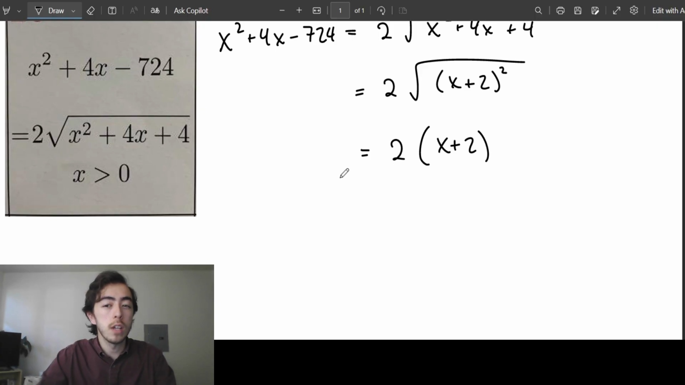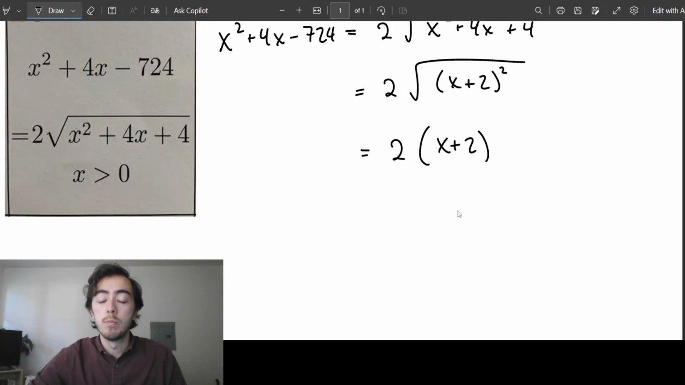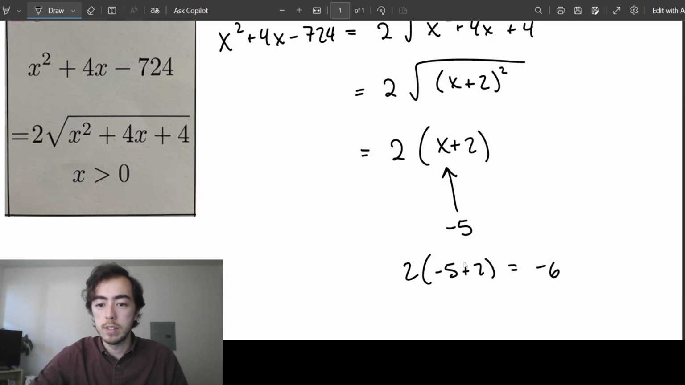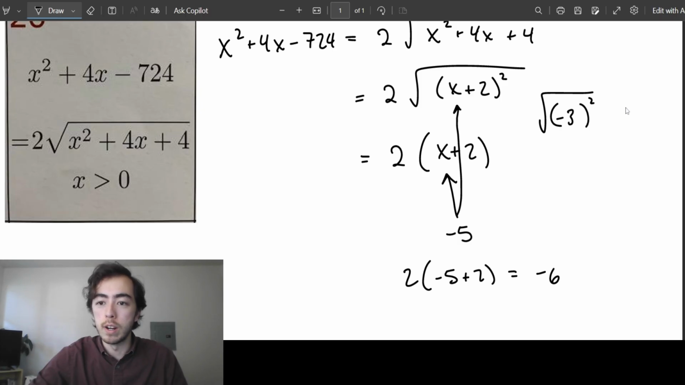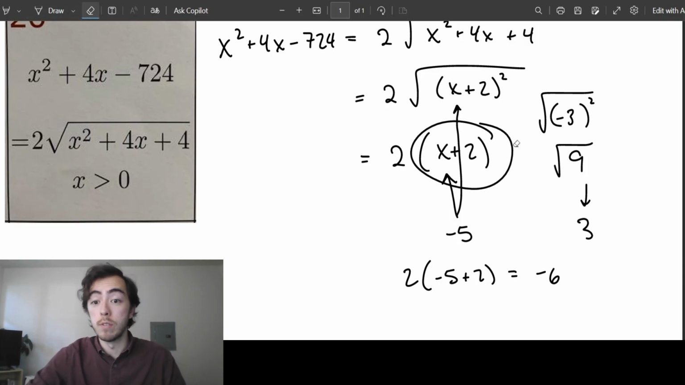Now we do have to be a little bit careful when we cancel squares and square roots, because if I plug in say a -5, we would get 2 times -5 plus 2, and that's going to be -6 because this right here is a -3. But if we tried plugging in that same -5 up here, we would get the square root of -3 squared. And evaluating this with order of operations, -3 times -3 is 9, and then the square root of 9 is only +3. So by canceling the square and the square root, I might lose some information about whether that quantity x plus 2 is positive or negative.